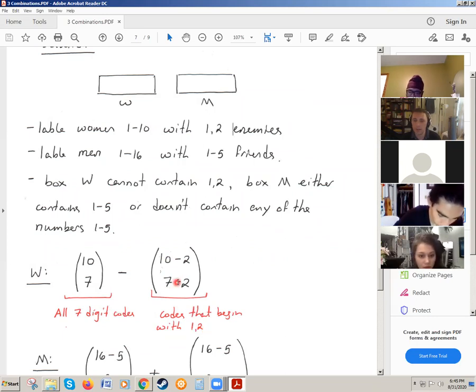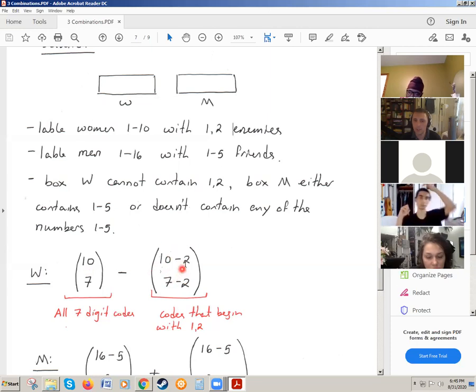Why 7 minus 2? Because if the numbers 1 and 2 are already there, it means there are another 7 minus 2 places for the remainder. And 10 minus 2 means I don't have access anymore to individuals 1 and 2, right? So it's the form that begins with 1 and 2 followed by everything else. So we have 10 minus 2 choose 7 minus 2 possibilities to fill it in.